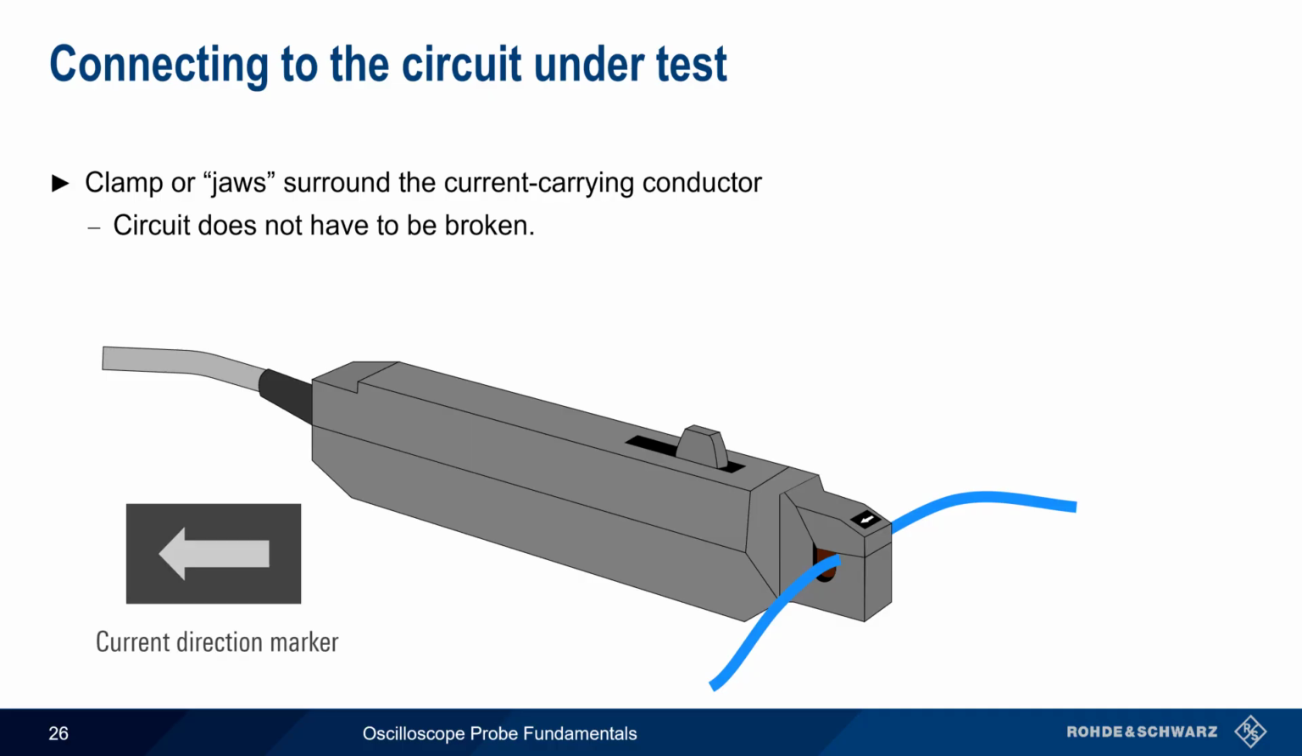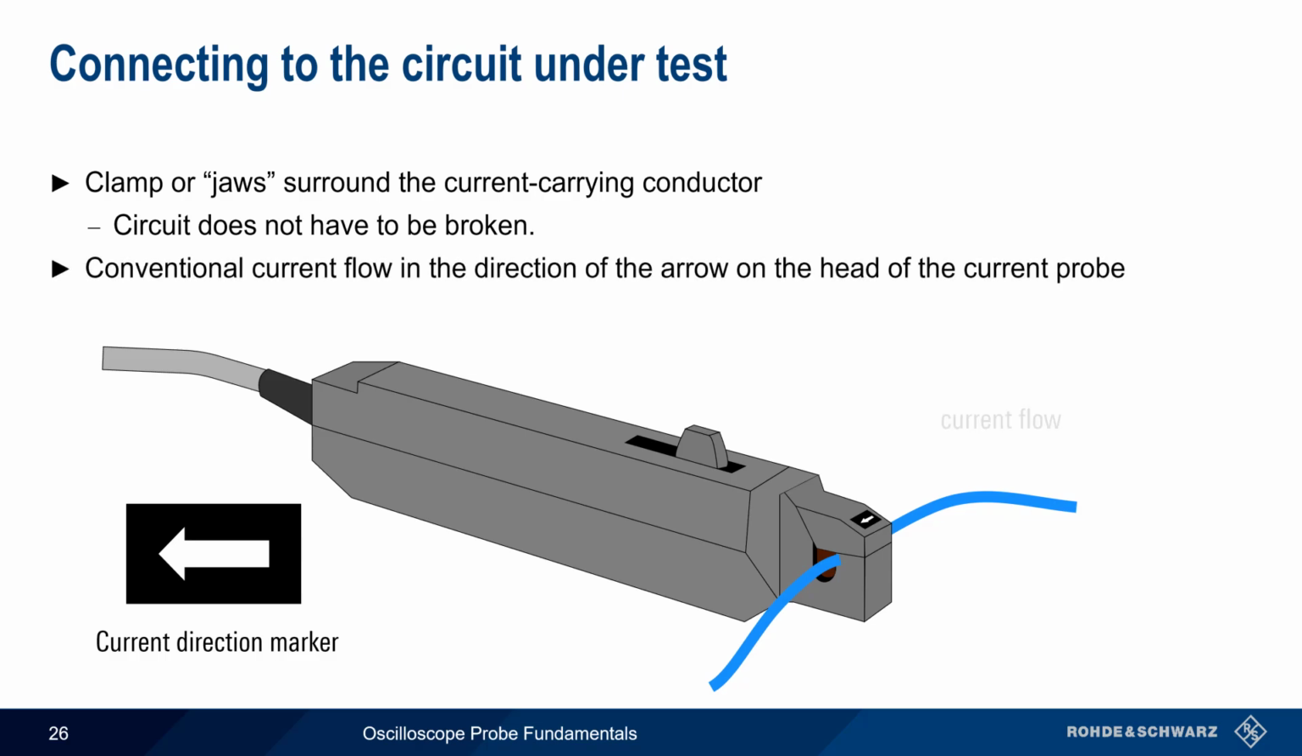Current probes normally have a direction of current marker or label. This arrow is used to indicate the direction of conventional, that is, plus to minus, current flow in the measured conductor. Current probes will still work if they're connected backwards, but the sign of the measured current will be reversed.